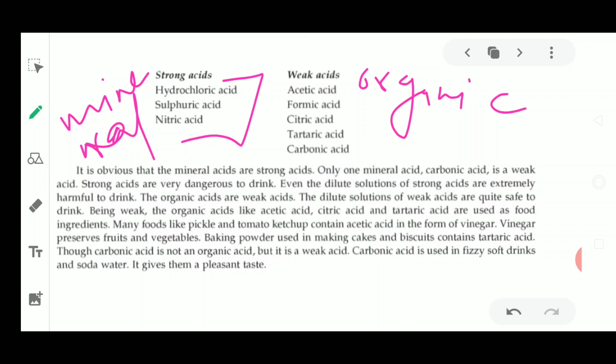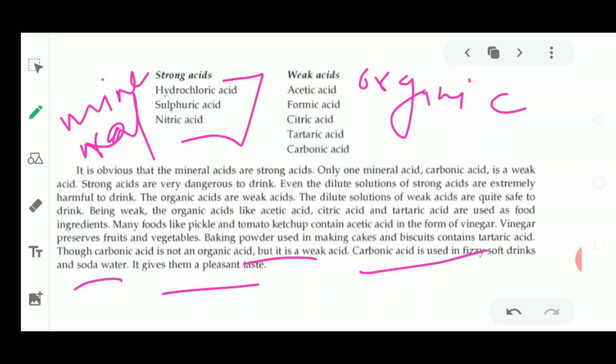Next, carbonic acid is not an organic acid, but it is a weak acid. It is used in fizzy soft drinks and soda waters, and it gives a pleasant taste. Whatever carbonated drinks are there, carbonic acid is present in them, which is going to give you a fizzy appearance.